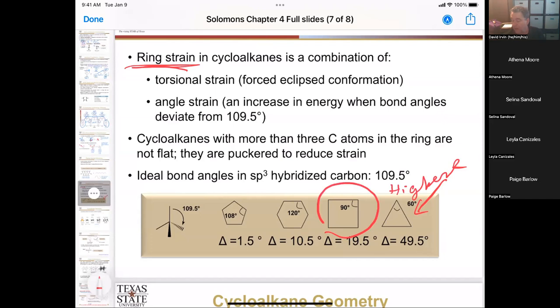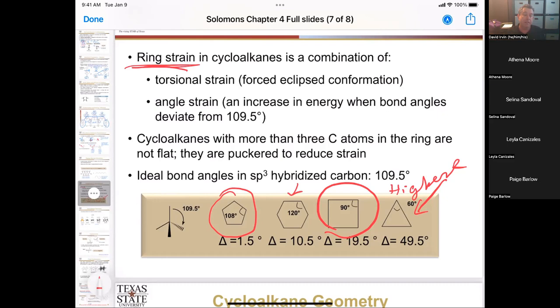Okay, then we follow that with butane. That's only 4 carbons, so it's cyclobutane. And it's got about 19.5 degrees before it's actually going to be happy at 109. And even our cyclopentane, right here, 5, is not at 109.5 degrees. It's about 108 degrees. So there is ring strain in that one as well. But if we have our cyclohexane flat, that's 120 degrees. That's bigger than our 109 degrees.